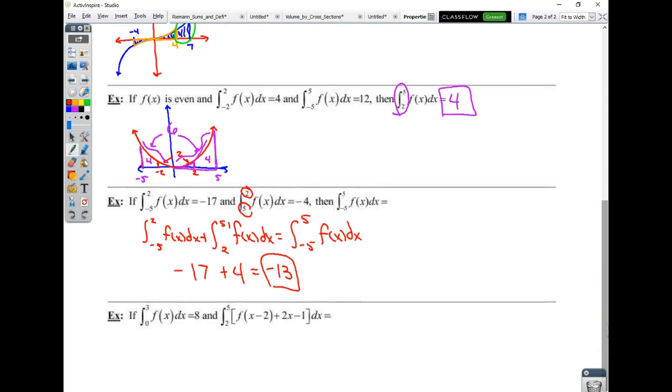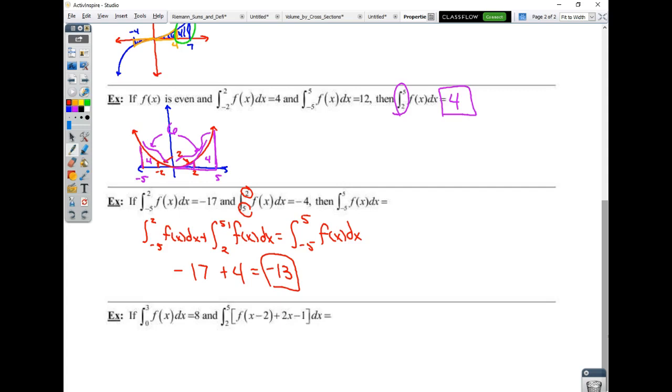And last but not least, if the integral from 0 to 3 of f of x dx equals 8, and the integral from 2 to 5 of f of x minus 2 plus 2x minus 1 dx is equal to what? Wow. There's a lot to eat here. So let's get chomping.